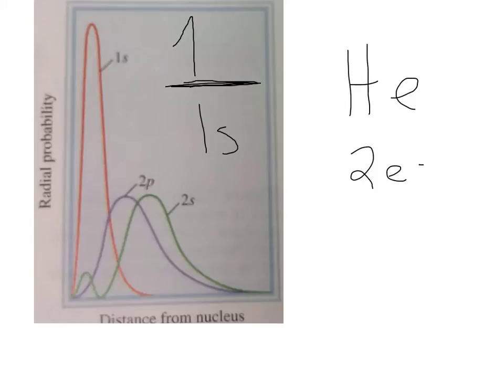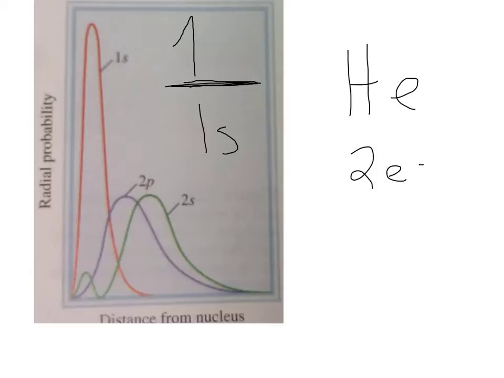So if we were going to extend this to helium, which we know has 2 electrons, where does that second electron go? Well, again, the electrons are going to fill from the lowest energy level to the highest energy level, so they're going to go from the lowest energy state to a higher energy state and so on. That's how the electrons are going to fill in any atom.